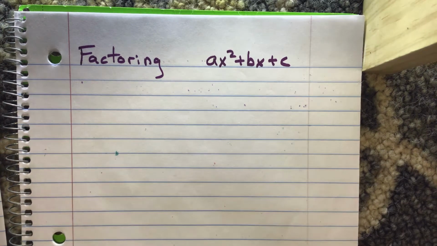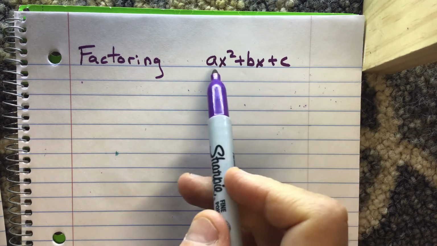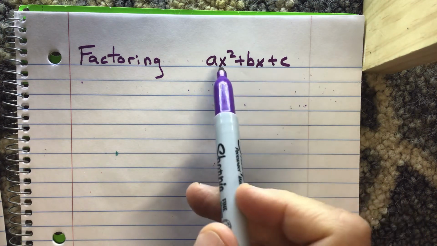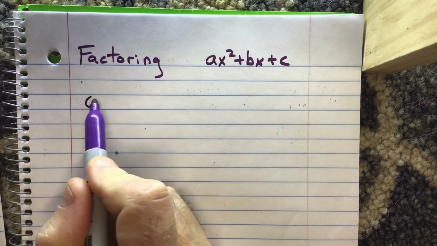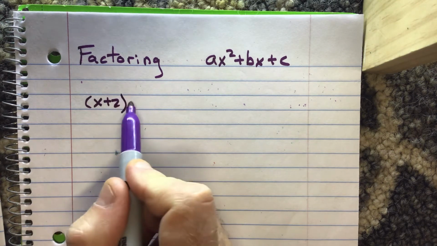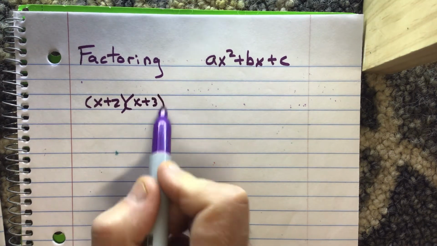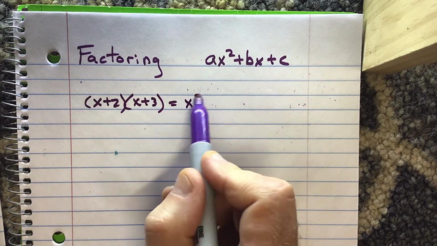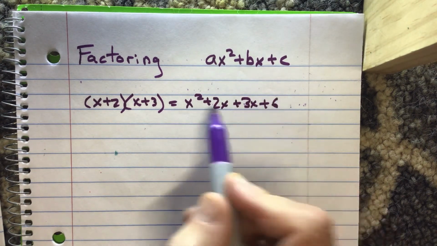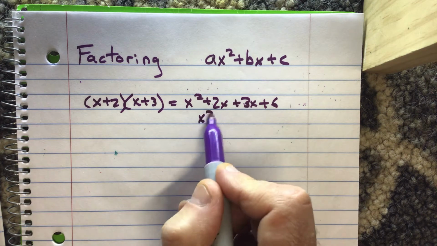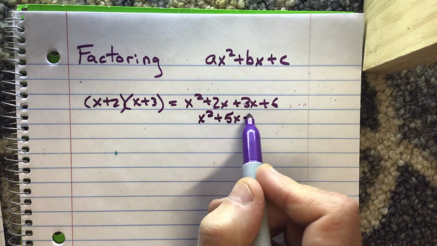So this video is called factoring. This is the general form of a trinomial, ax squared plus bx plus c, where a, b, and c are some number. So in the last video, you multiplied out a binomial like this. And when you multiplied it out, you got x squared plus 2x plus 3x plus 6. And when you combine these two, you got x squared plus 5x plus 6.